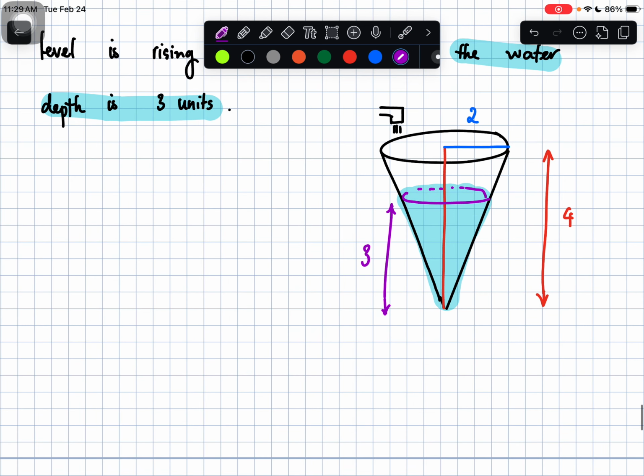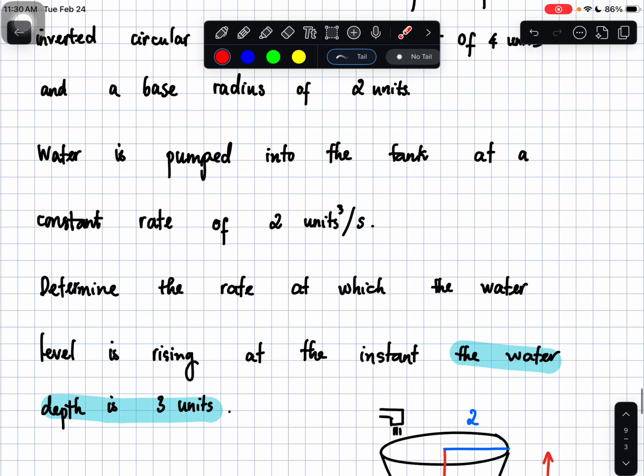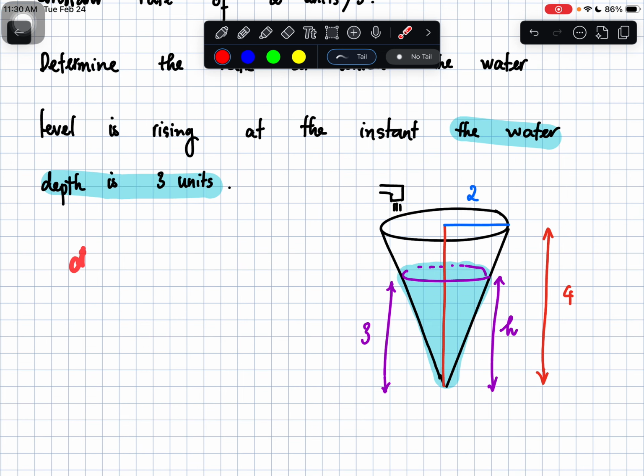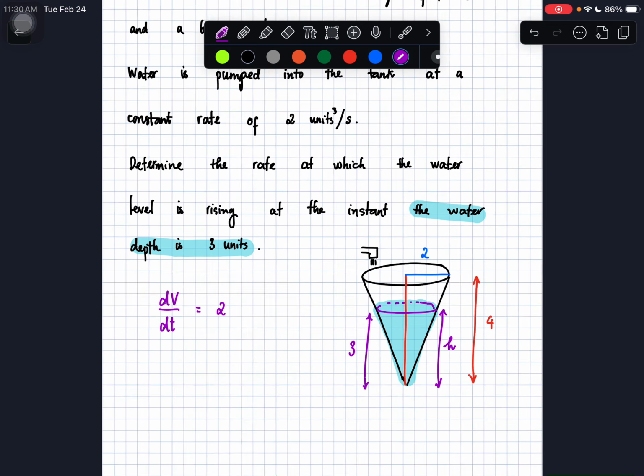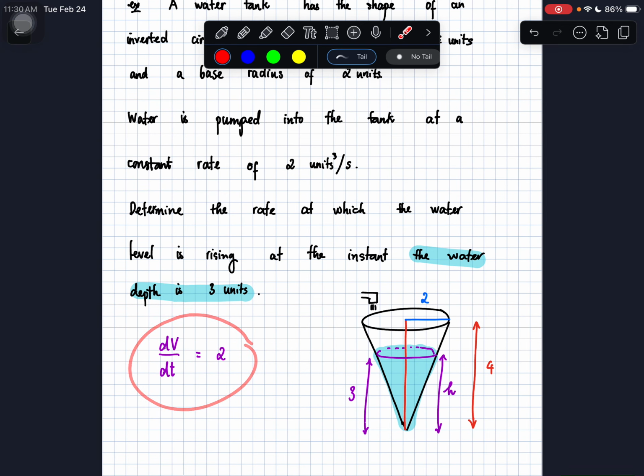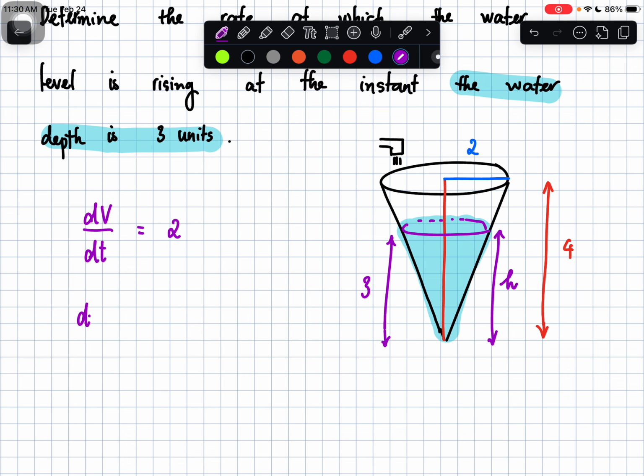So let's do that. The water keeps being pumped into the tank. The volume of this water keeps increasing, and the height here keeps increasing. So let's say we have this height equal to h. The water is pumped with the rate 2. This means that dV over dt is given to us: dV over dt is 2. We need to compute dh over dt at the moment where the height here equals 3.